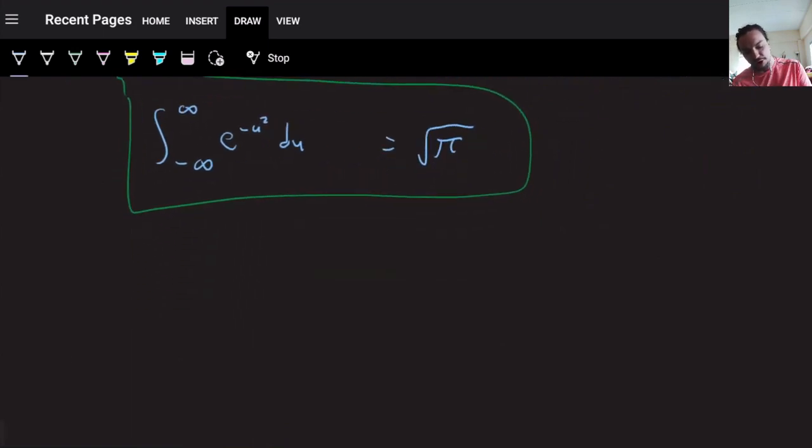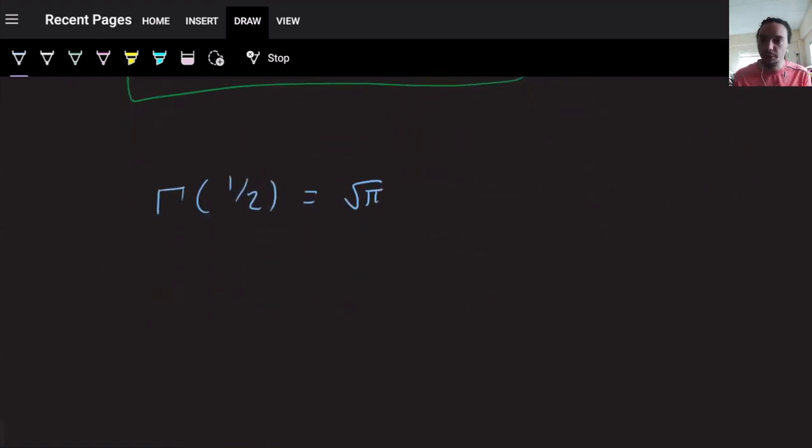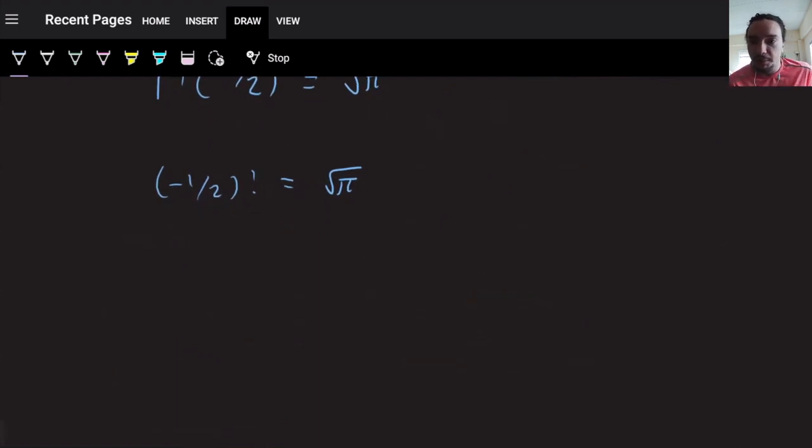And with the Gaussian integral, we have also proved that gamma of 1/2 is equal to square root of pi. So that's pretty cool. We've shown that the value of gamma of 1/2 is equal to square root of pi, which says that minus 1/2 factorial is equal to square root of pi. So now how do we use this to compute the factorial of 1/2? Well, let's use our formula to compute gamma of 3/2, which is going to be factorial of 1/2.